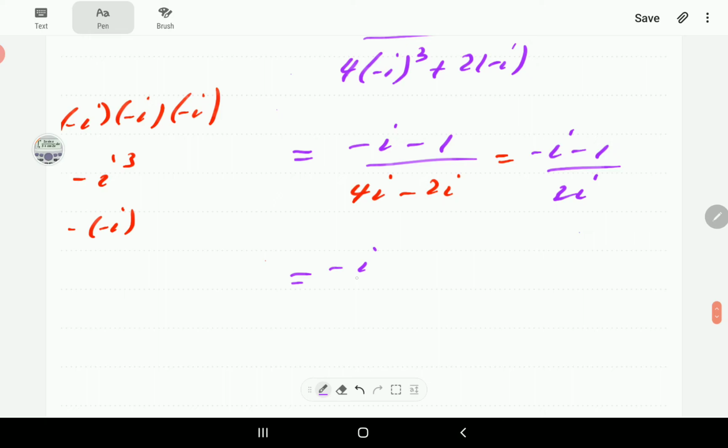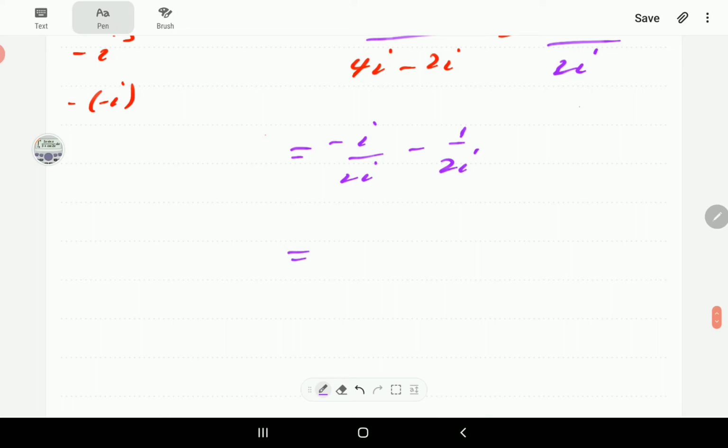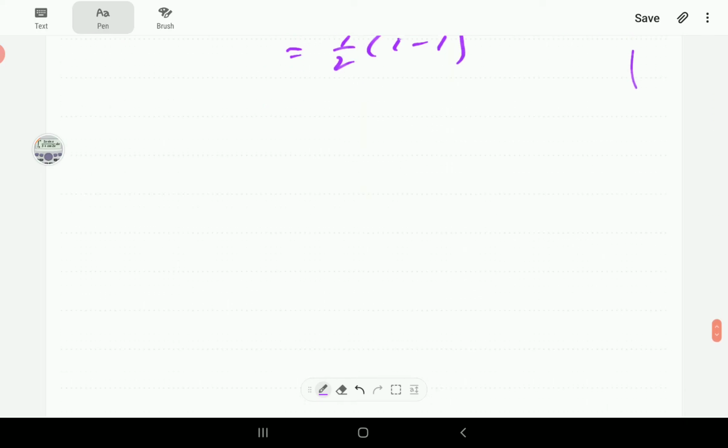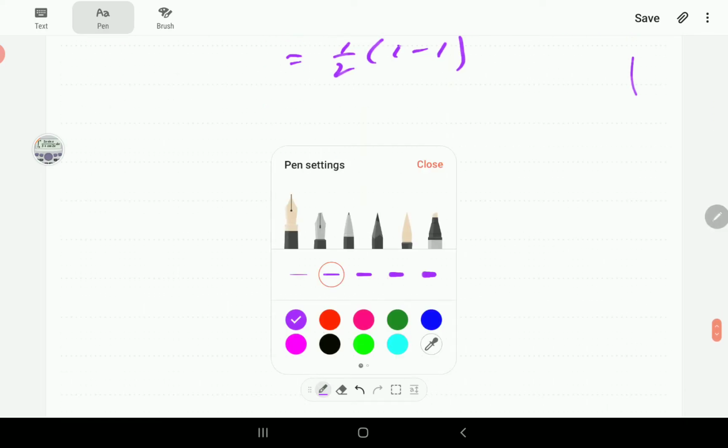So this is going to be negative i over 2i minus 1 over 2i. The first one is going to be negative half. The second one is going to be plus i over 2. So this time we're going to have 1/2 into i minus 1.